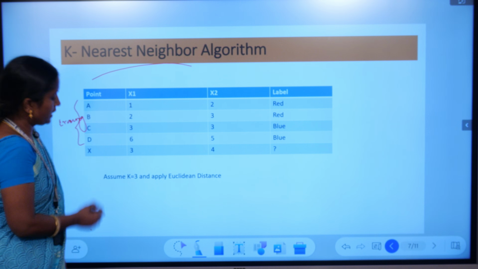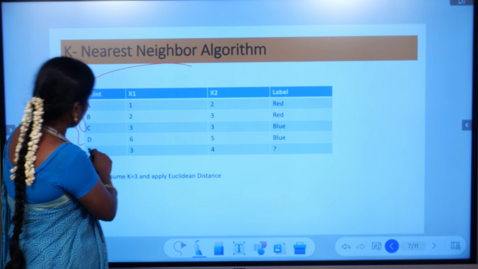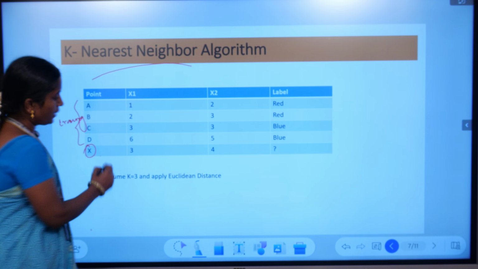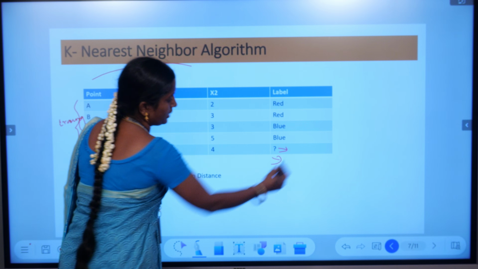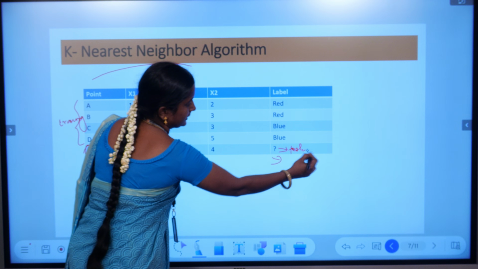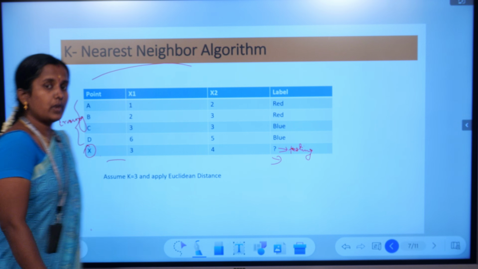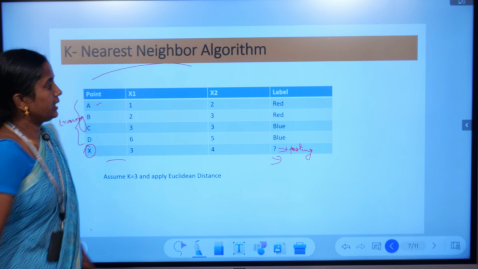These are the training points. And for the X data, we have to predict which class, which label it belongs to. So this data point is called what? Testing point.